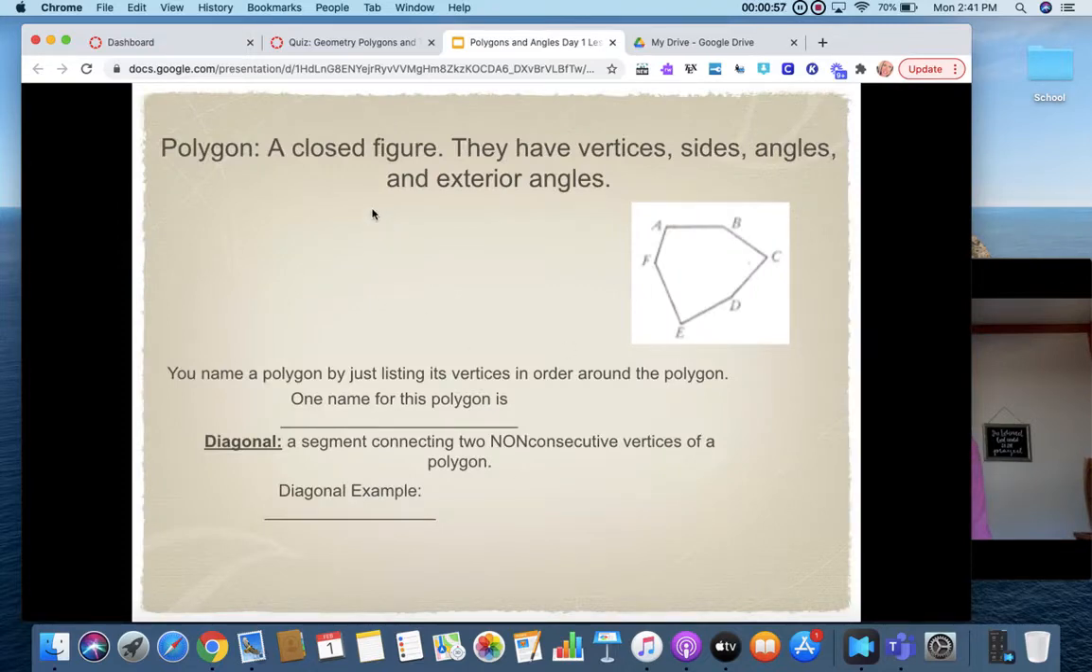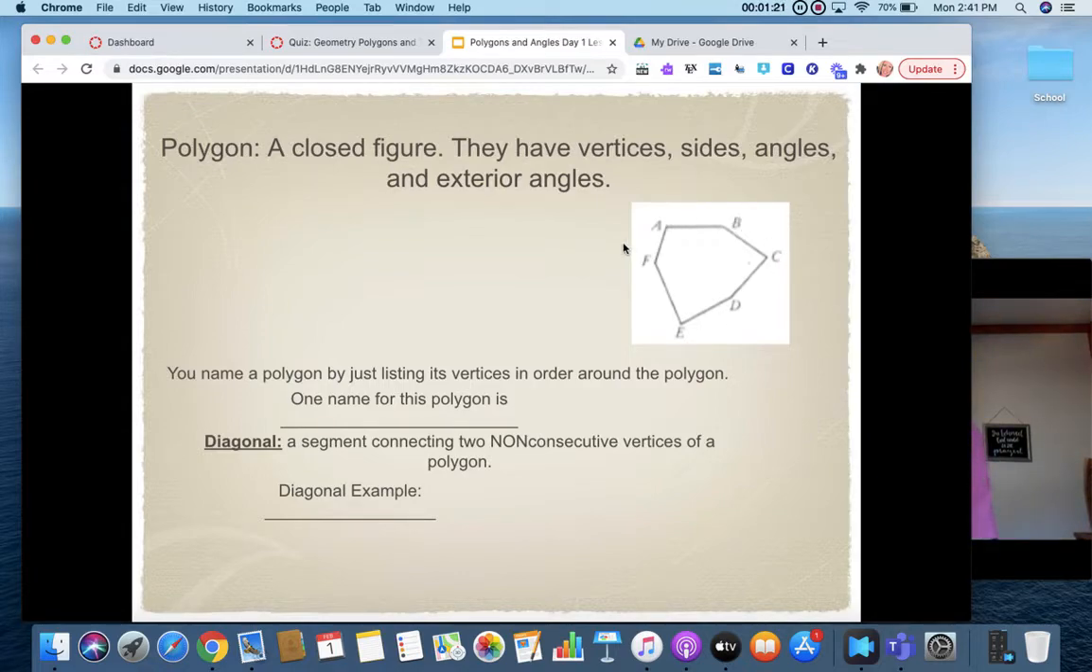So a polygon is a closed figure. They have vertices, sides, angles, and exterior angles. So this right here would be a polygon. It is a closed figure. When you name a polygon, you name it by the letters in all the corners, and you have to go in order. You can't go like A, D, F. You can't do that. So this would just be A, B, C, D, E, F would be one of the names for this polygon.